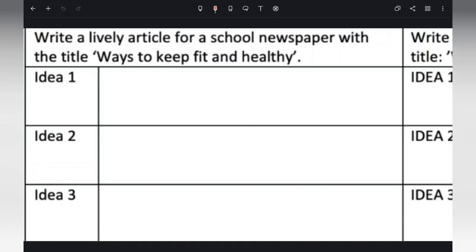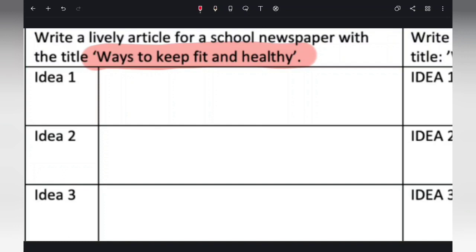So the first question is, write a lively article for a school newspaper with the title Ways to Keep Fit and Healthy. Okay, so this is again a hot topic in school, in the news as well. Often what happens is the exam board do try to recycle questions throughout the years. So it's all about living a healthy lifestyle. So to all of you here, of course, you study science, and you can apply some of your knowledge from science to write this question.